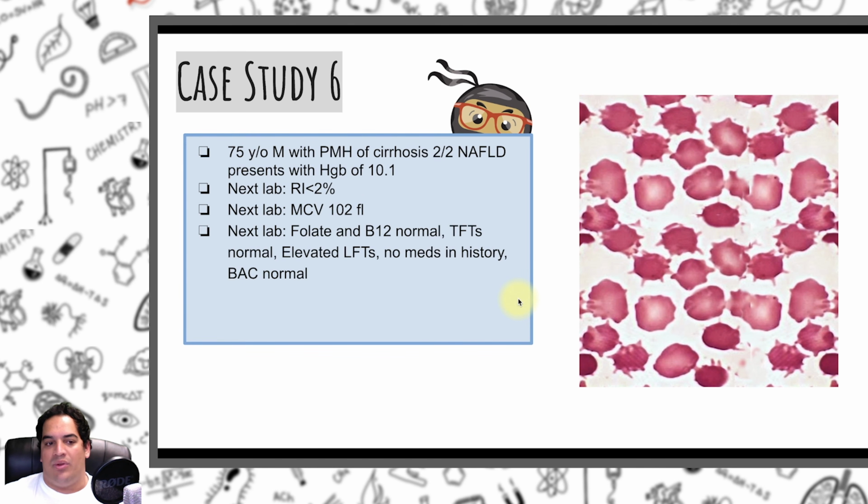Folate, B12 normal, TFTs normal. Oh, elevated LFTs, and they have a history of cirrhosis. And there were no particular meds in their actual history that were a potential culprit, and they don't drink, and there is no history of it, and their blood alcohol concentration is normal. Okay, so I definitely have a likely culprit here, that being the cirrhosis. We should be consistent, though. What do we say to check after this? Peripheral blood smear. We look at the peripheral blood smear.